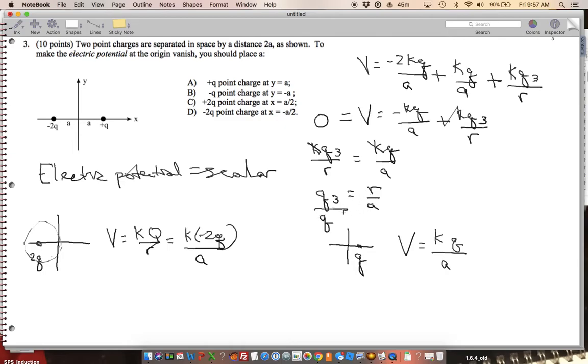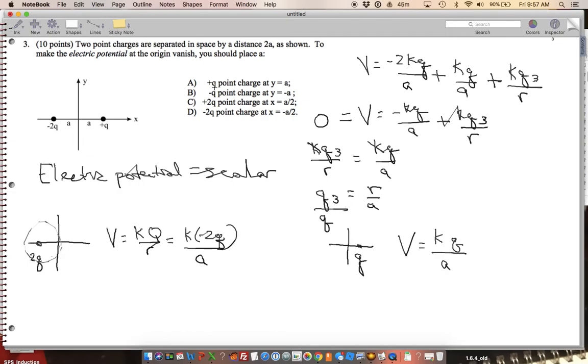So in order for this to happen, I need to put a charge at, like if I pick one of these, I know I want a positive charge, and that makes sense over here because I want something that cancels out one of these negatives, right? So really I just know that I need another kq over a in order to cancel this out. So that would make sense that my q3 is equal to q and my r is equal to a, right? That would make these two ratios equal.